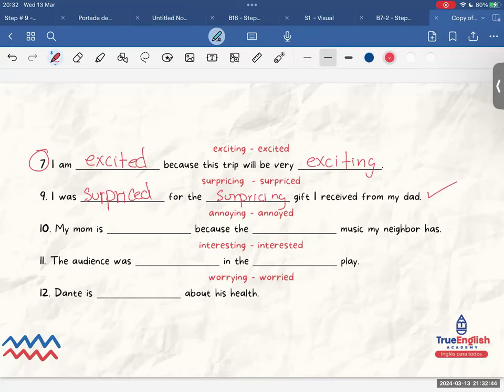Let's see. Okay, Jose, you got number 10. My mom is annoyed. Molesta, okay? Molesta. Because of the annoying music my neighbor has. Molesta.